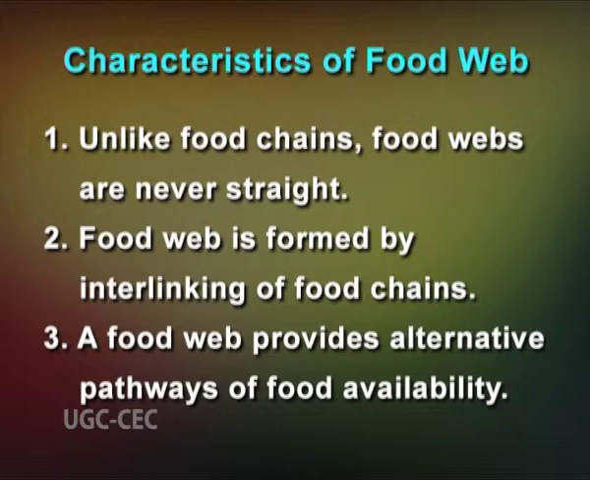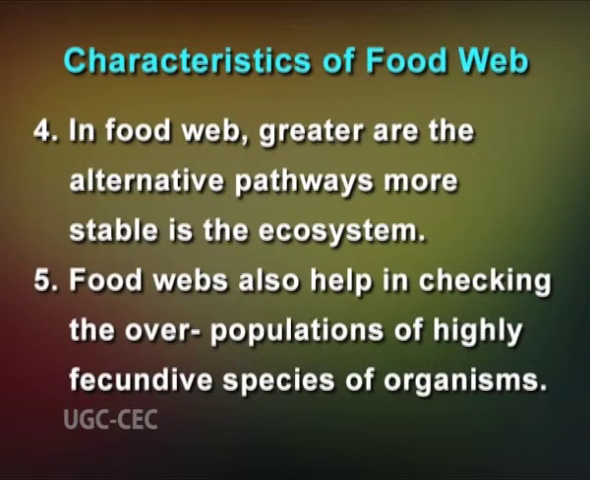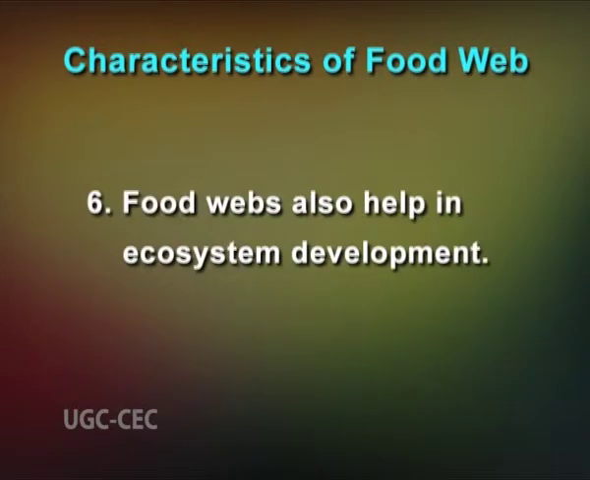A food web provides alternative pathways of food availability. In food web, the greater the alternative pathways, the more stable is the ecosystem. Food webs also help in checking the overpopulation of highly fecund species of organisms. Food webs also help in ecosystem development.